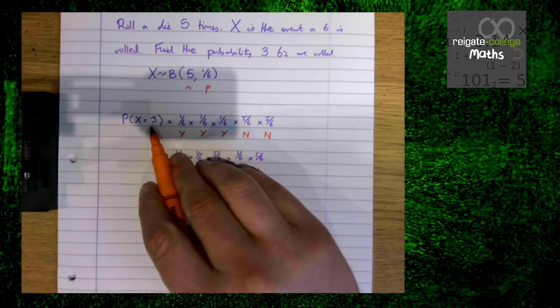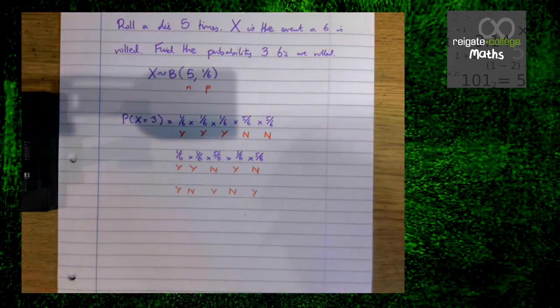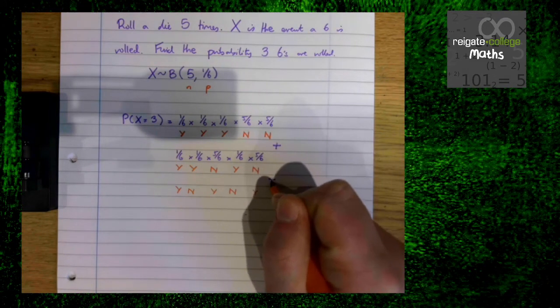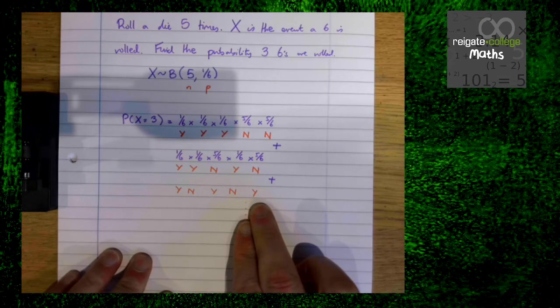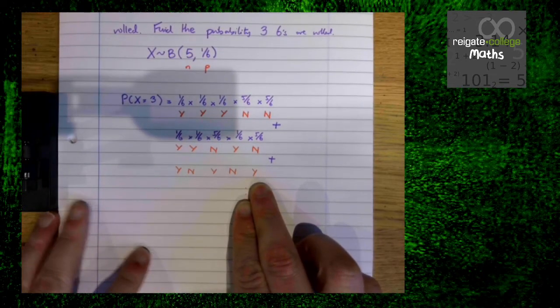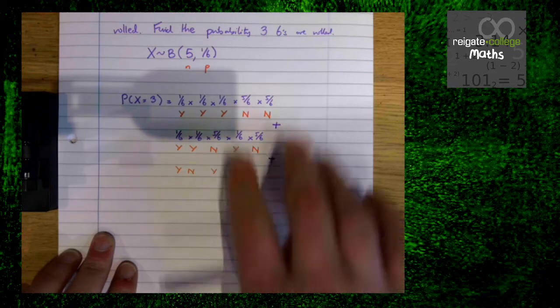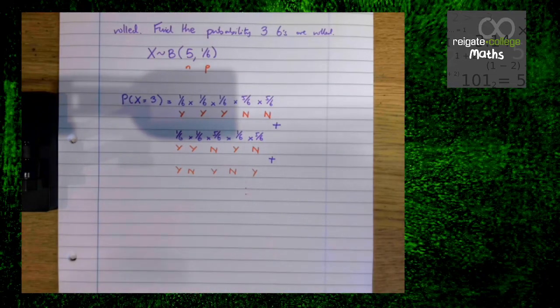So the probability that X is 3 is not just this. It's all of these added together. So this N choose R business on the front is the number of ways that this arrangement can happen. With a small number of trials, you can write them all out. But if you've got 10 or 100 trials, that's not feasible. There is a formula for it, which is a bit of a mess. You are given it, but you can also find it on your calculator.